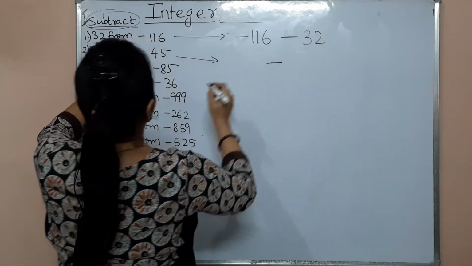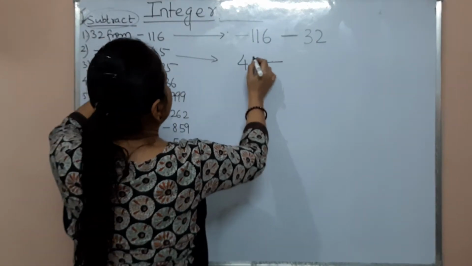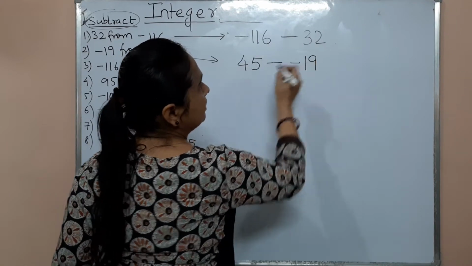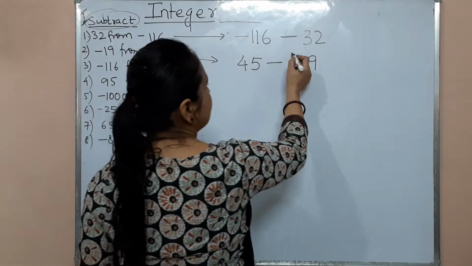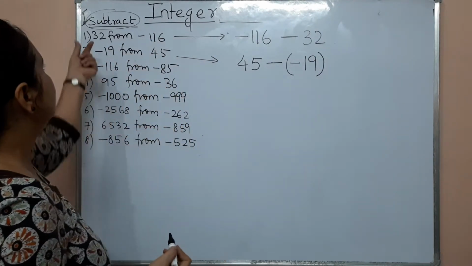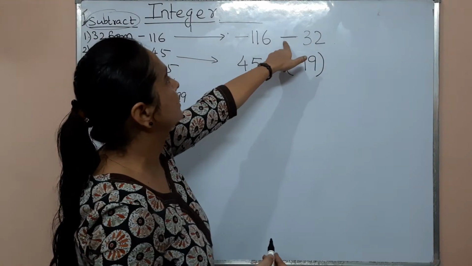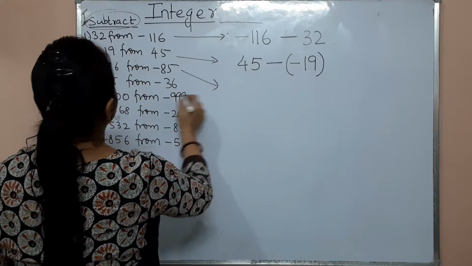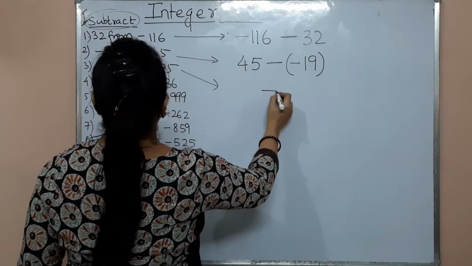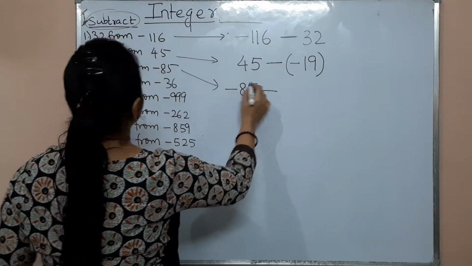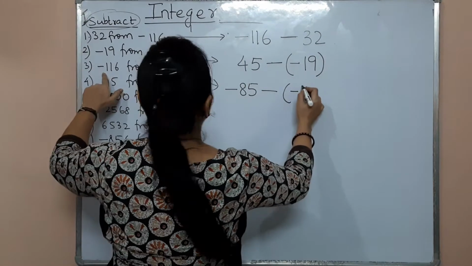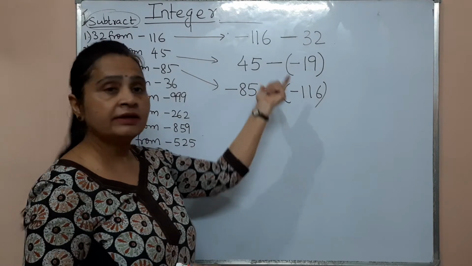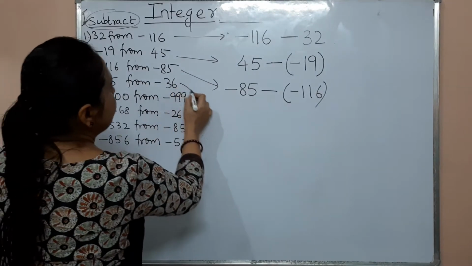We have to subtract. किससे? 45 से. किसको? -19 को. We cannot write it like this, -19. इसमें हमें क्या करना है? Because it is a negative number, we have to enclose it within brackets. ये सिर्फ 32 था, आपको subtract करना था 32 को. Subtract करना है -19 को. Next, subtract करना है -85 से किसको? -116. So this is the first step which you have to learn, कि हम इसको कैसे लिखना है. All right? Come to the next question.